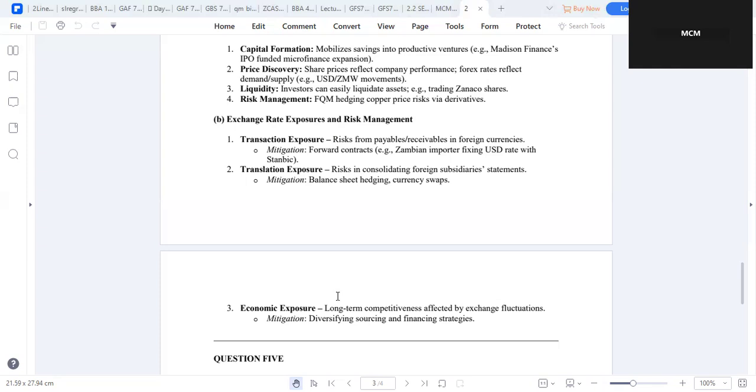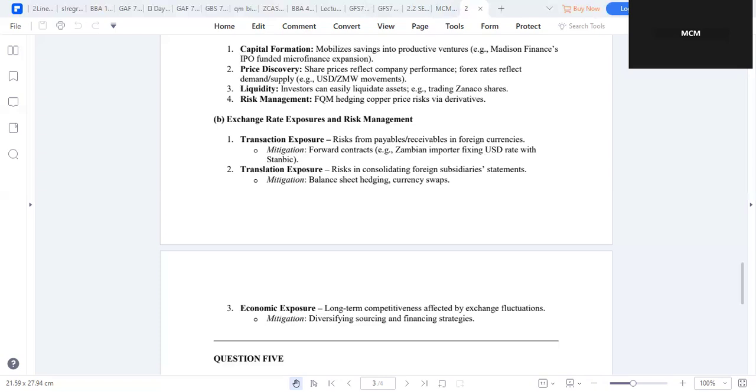Okay, and there's also economic exposure, the third one. Although we asked for three, it's important to note that economic exposure is one which reflects the long-term impact of exchange rate movement on a firm's market value. So any changes in the Zambian kwacha value may affect competitive positions, pricing strategies, and also foreign demand for exports. So Zambian exporters, such as those in the copper or agricultural sectors, are mainly sensitive to US dollar and Zambian kwacha fluctuations.